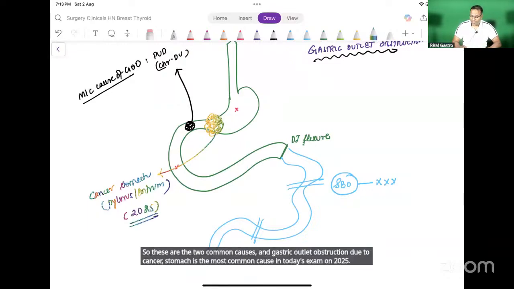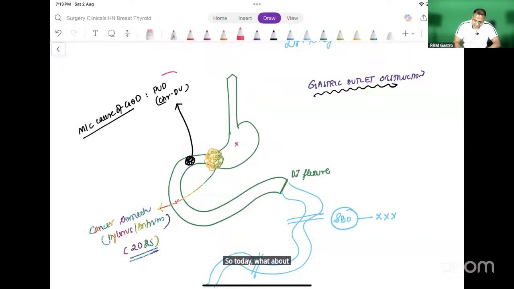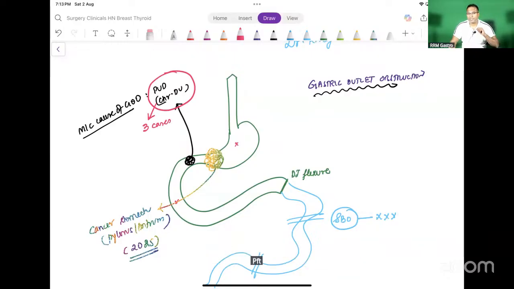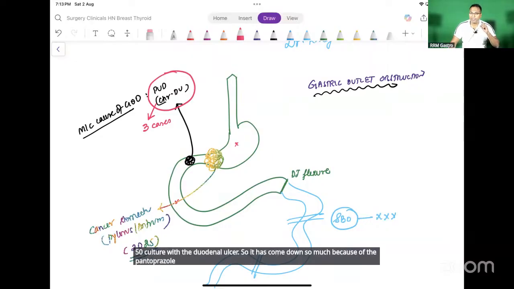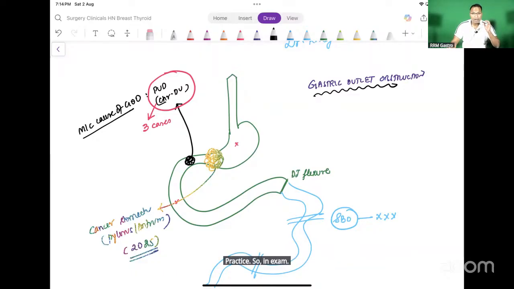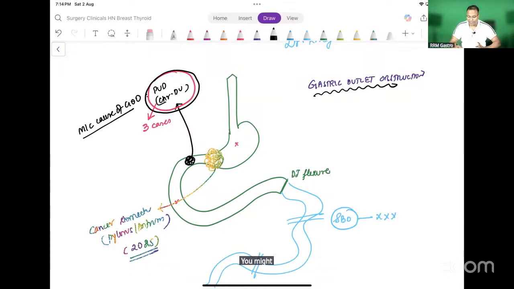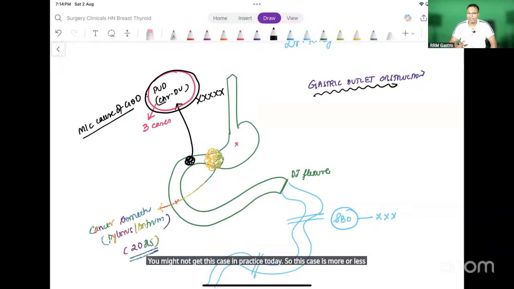So what about peptic ulcer disease? Is it still present or not? Let me tell you my practical experience. In the past 5 years, I have operated only 3 cases of peptic ulcer with duodenal ulcer. It has come down so much because of pantoprazole, PPIs and other drugs available in practice. In an exam, you should have a lot of guts to say you are seeing a case of peptic ulcer disease due to chronic duodenal ulcer. You might not get this case in practice today. It is more or less obsolete in practice as of date.